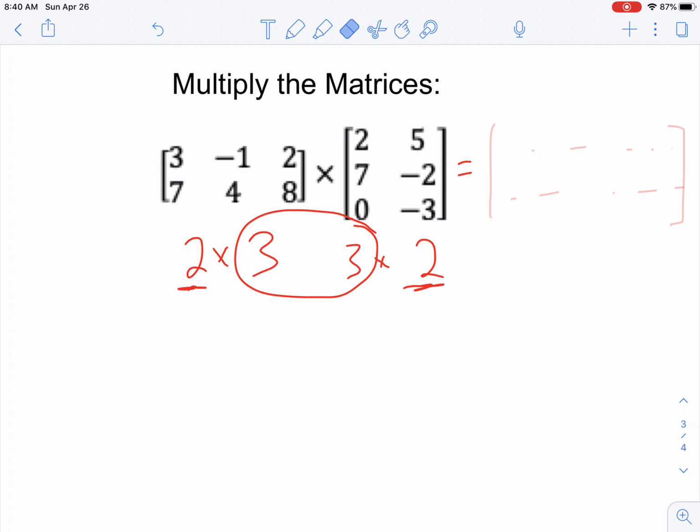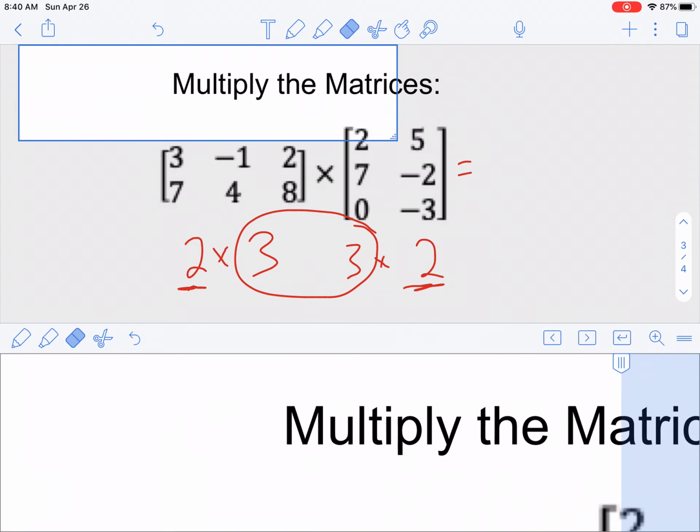And I'm going to make this a little bit neater for us because it's going to get a little messy as we're trying to do these.